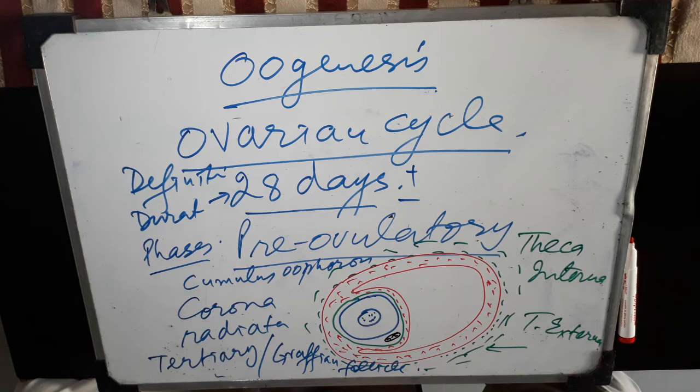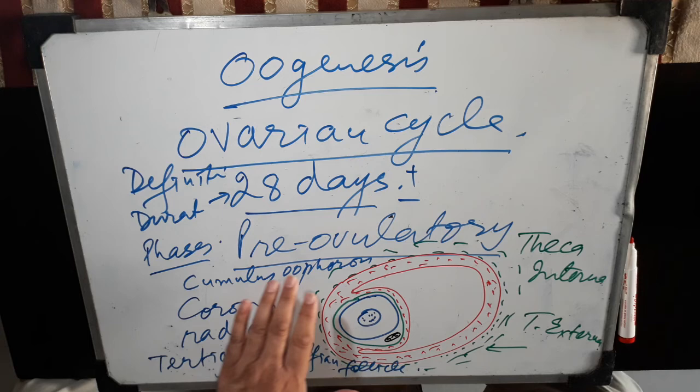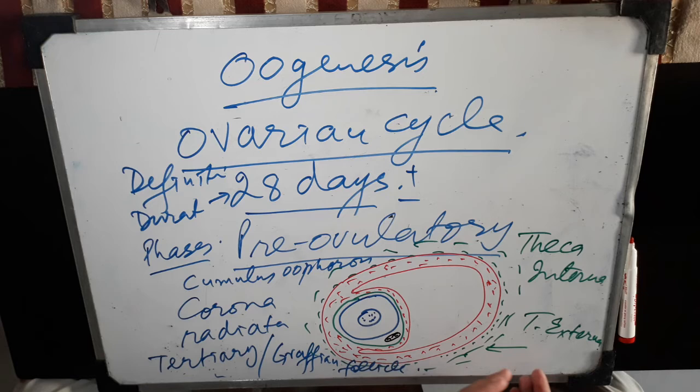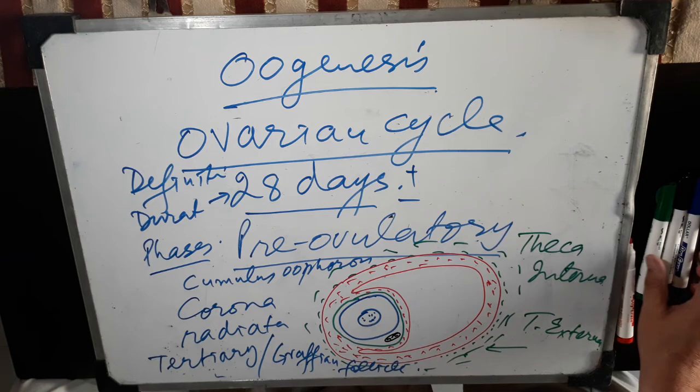So now there is one graafian follicle in the ovary, and now the second meiotic division is started in the oocyte. So what happens during pre-ovulatory, size is increased and the theca is divided into two. First meiotic division is completed, first polar body is formed, cumulus oophorus, and now the second meiotic division is started in this oocyte, the prophase and then the metaphase, and during this phase, metaphase, division is again arrested, metaphase of the second meiotic division. Now the next phase is known as ovulation.